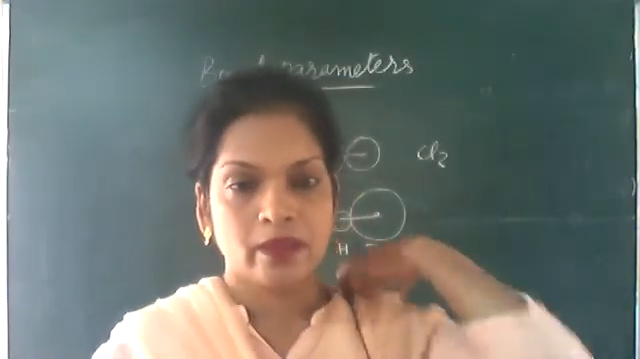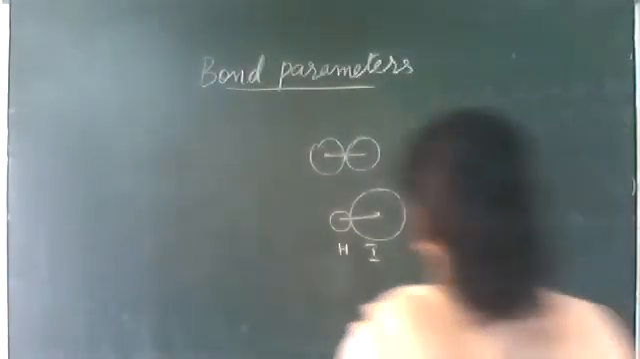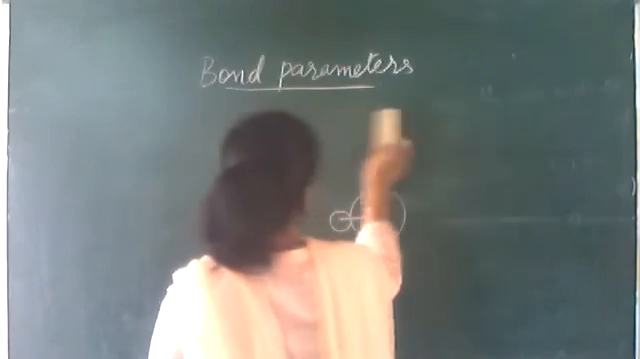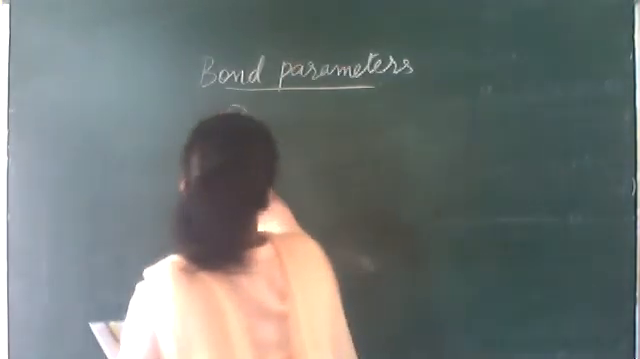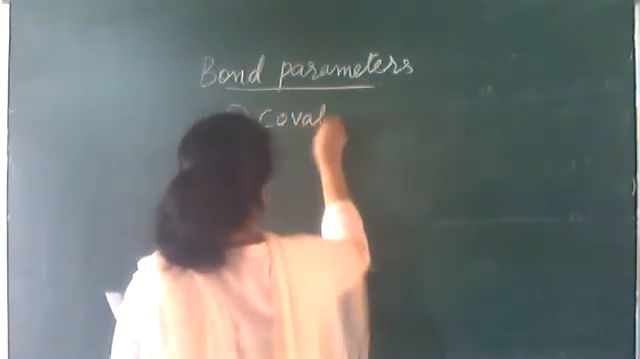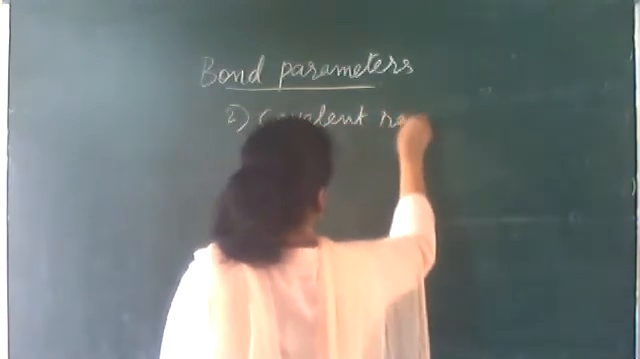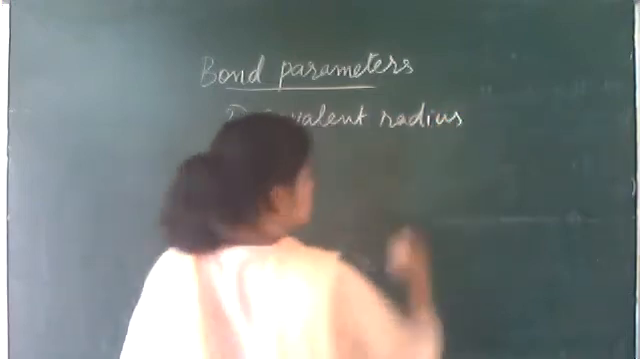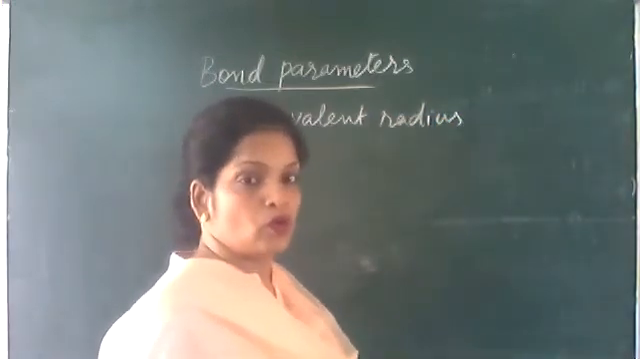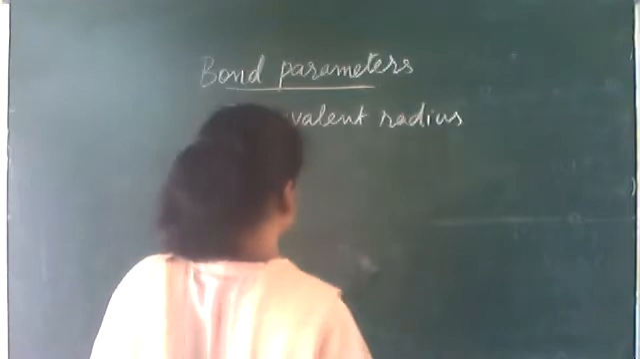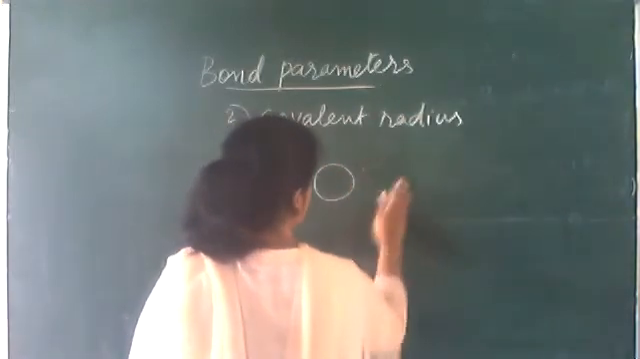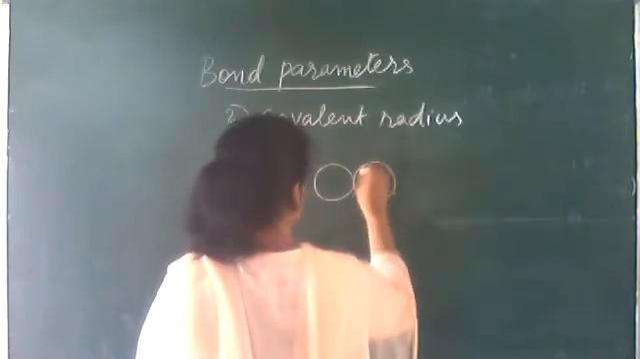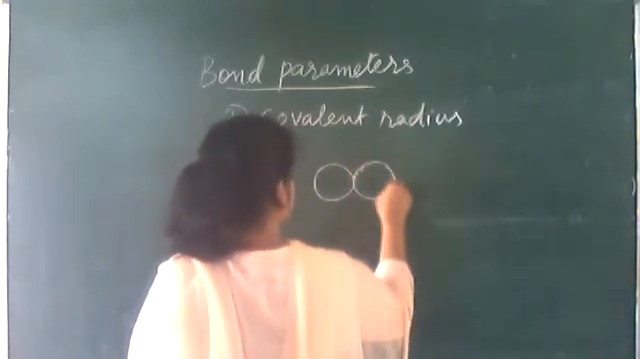Number two, covalent radius. This we have already learned. So suppose two atoms have made a covalent bond. Cl bond Cl, the same thing.